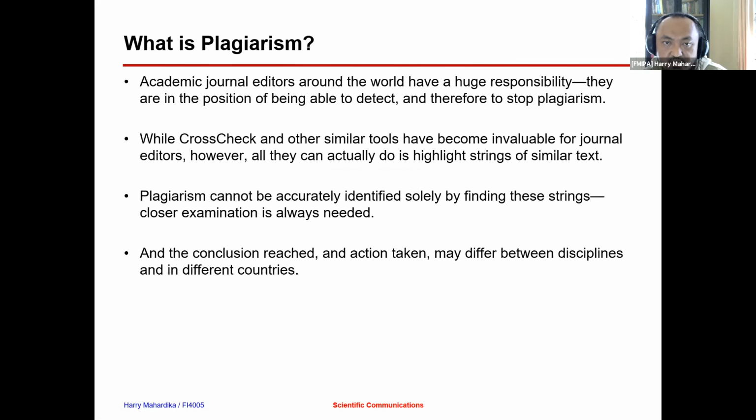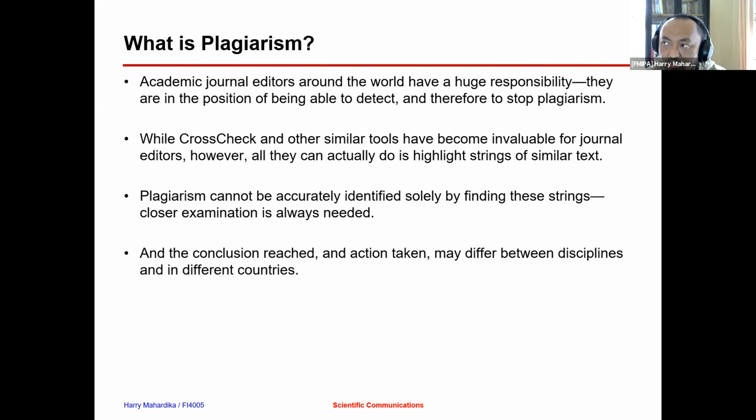Academic journal editors around the world have a huge responsibility. This is why Helen Chang wrote this book. They are in the position of being able to detect and therefore stop plagiarism. While CrossCheck and other similarity tools have become invaluable for journal editors, all they can actually do is highlight strings of similar text. Plagiarism cannot be accurately identified solely by finding these strings. Closer examination is always needed.